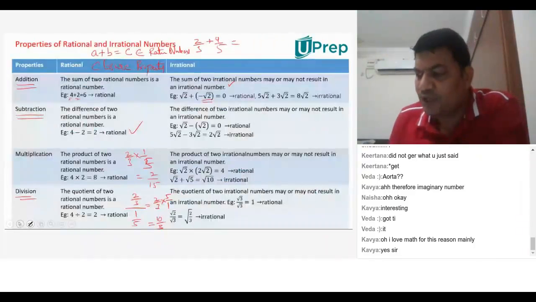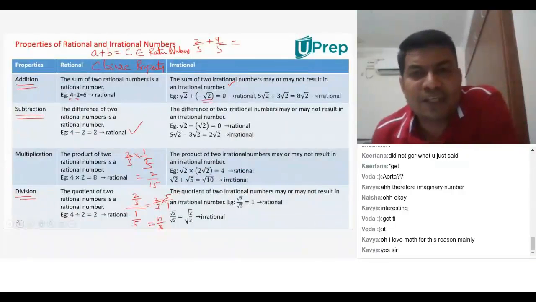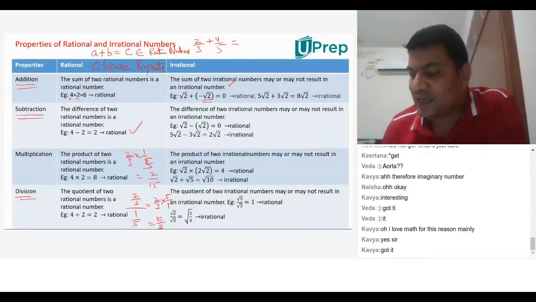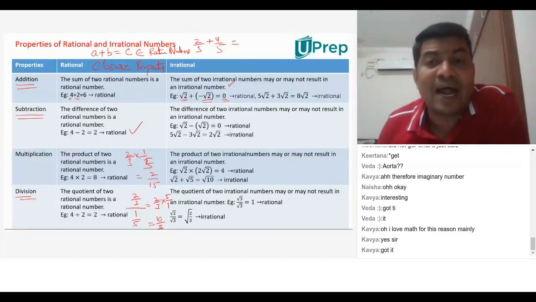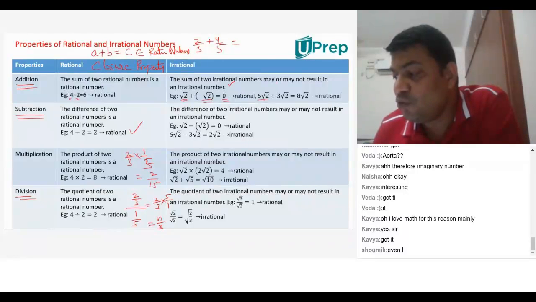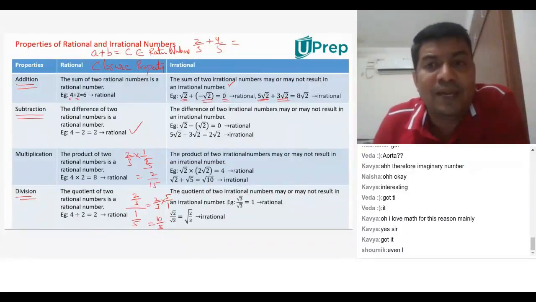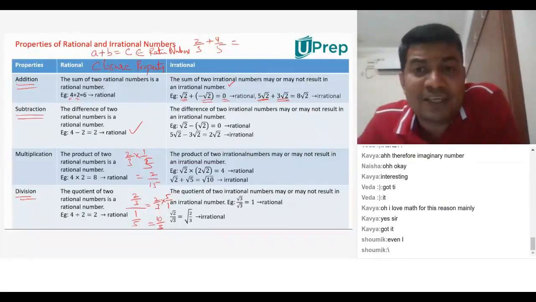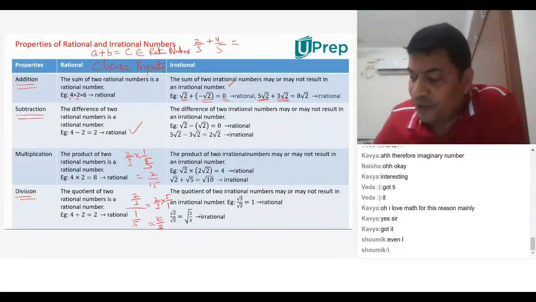Okay, so that leads us to rational and irrational numbers. The sum of two irrational numbers may or may not result in an irrational number. Because you can see, in irrational numbers, root 2 plus (minus root 2) will give you 0. Now, is 0 a rational number? Yes. So when irrational numbers are added, they might end up giving you a rational number also. So the closure property doesn't hold good here, not always. Whereas you can see 5 root 2 plus 3 root 2 will be 8 root 2. Like 5 apples plus 3 apples will be 8 apples. Therefore, it's an irrational number. Correct? So you need to understand that.